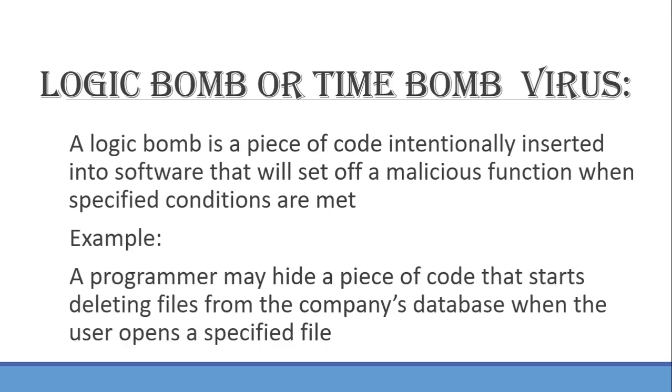Example, a programmer may hide a piece of code that starts deleting files from the company's database when the user opens a specified file. So this is how it works, that they may hide a piece of code under a specified condition. Like in this case, they have hidden the piece of code in a file, and when the user accesses this specific file, what will happen? The virus will delete all the company's database. So it works either on a condition or on a time.